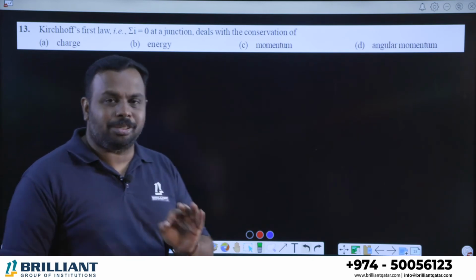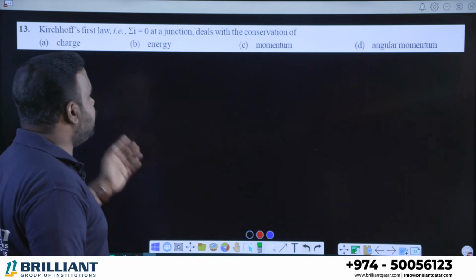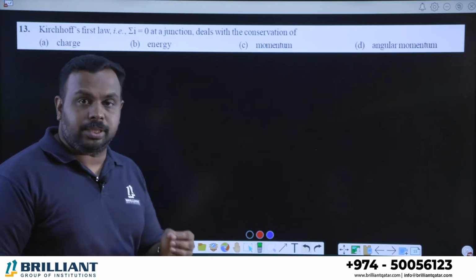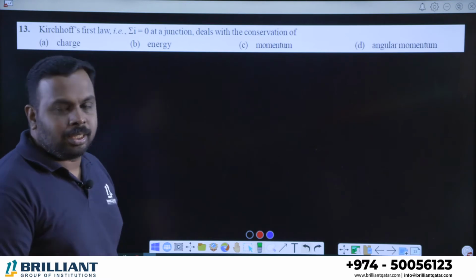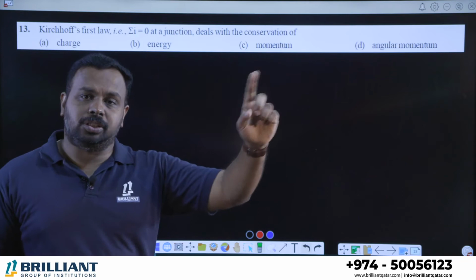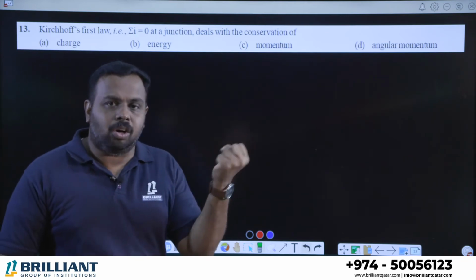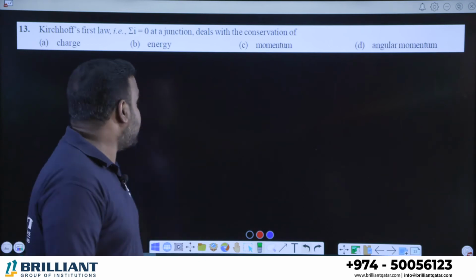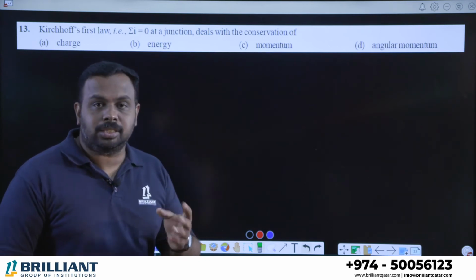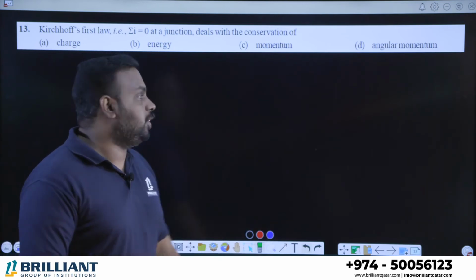Yes, a direct repeating type question. Look at this. Kirchhoff's first law, that is sigma I is equal to 0 at a junction, deals with the conservation of what? Sigma I equal to 0, Kirchhoff's first rule, Kirchhoff's junction rule, Kirchhoff's current rule. What does it state? It states that the algebraic sum of currents meeting at a junction is 0, right? Or the total current coming to a junction is equal to the total current leaving the junction.